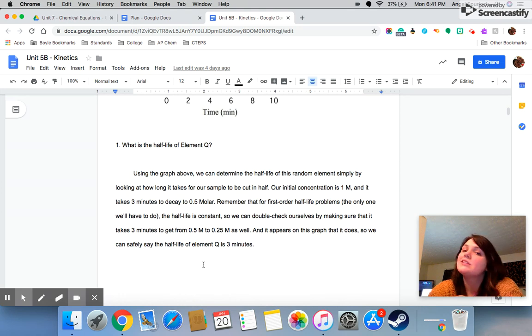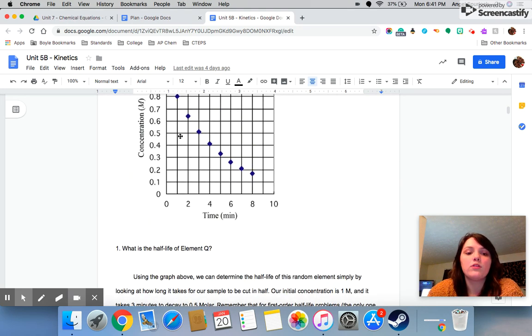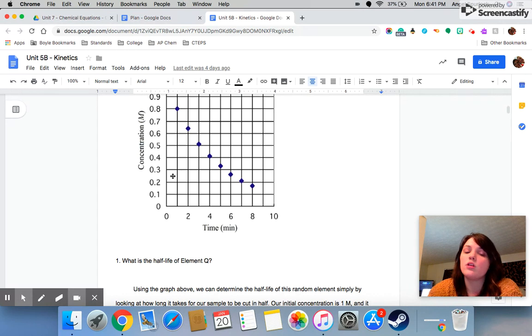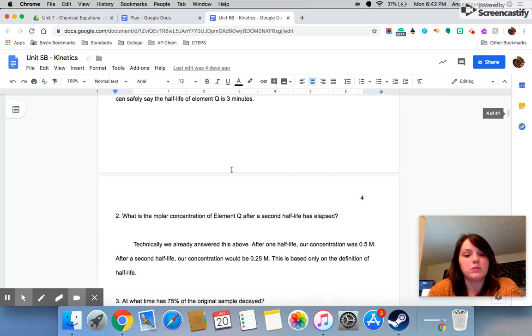Now that should be consistent though. In order to go from 0.5 to 0.25, it should also take 3 minutes. So let's make sure that happens. 0.5 to 0.25, and we'll come over here. And yes, it took another 3 minutes to get halfway again. So our half-life for Q is 3 minutes.